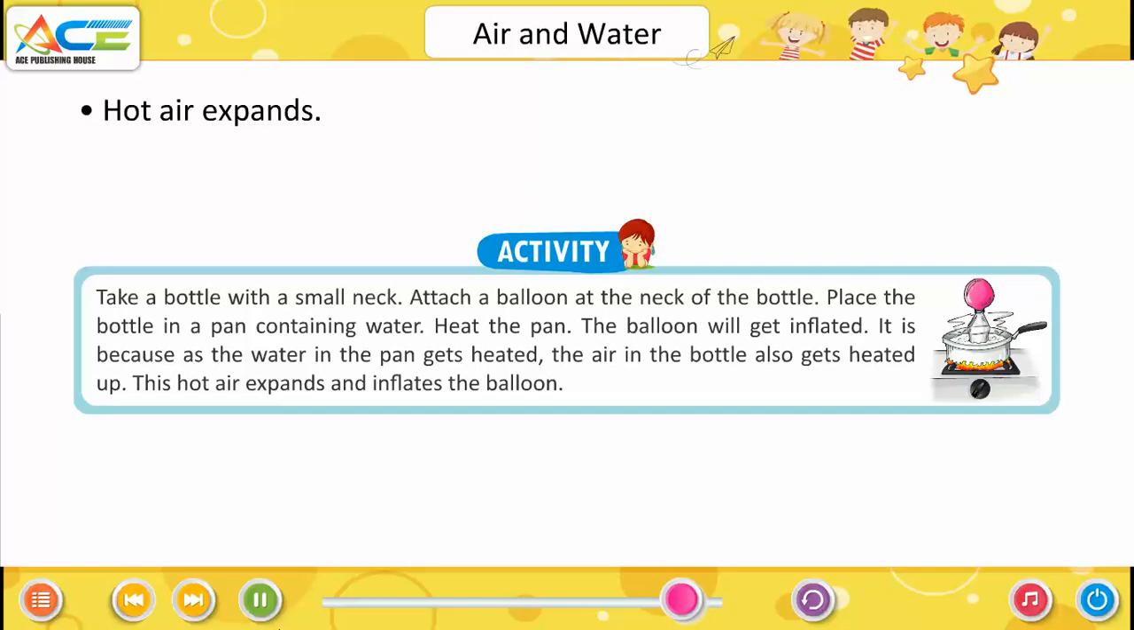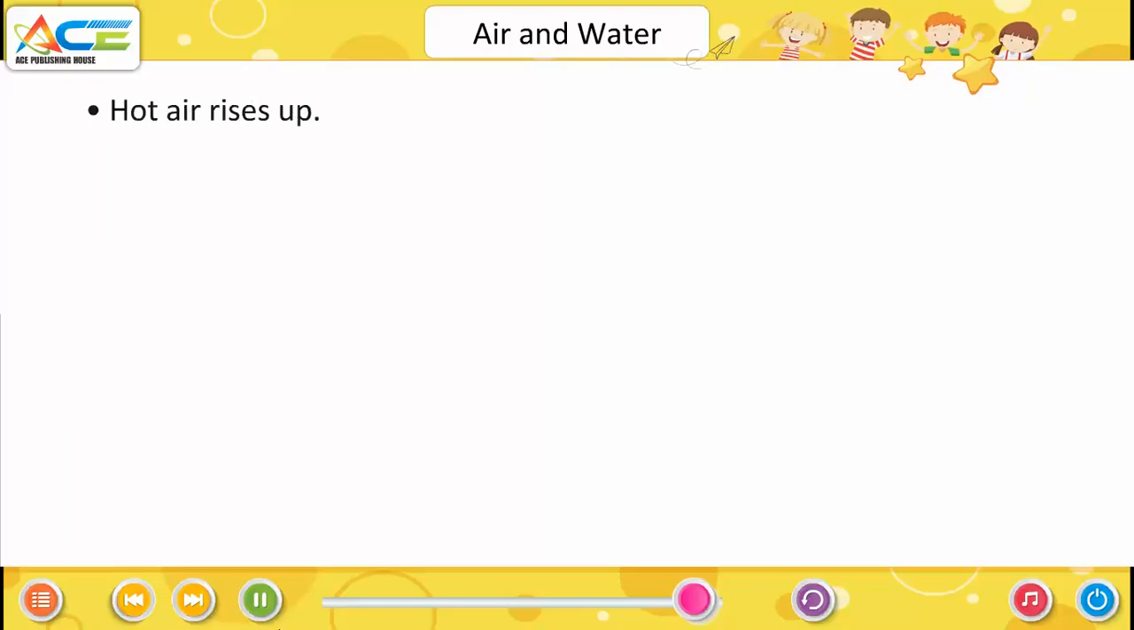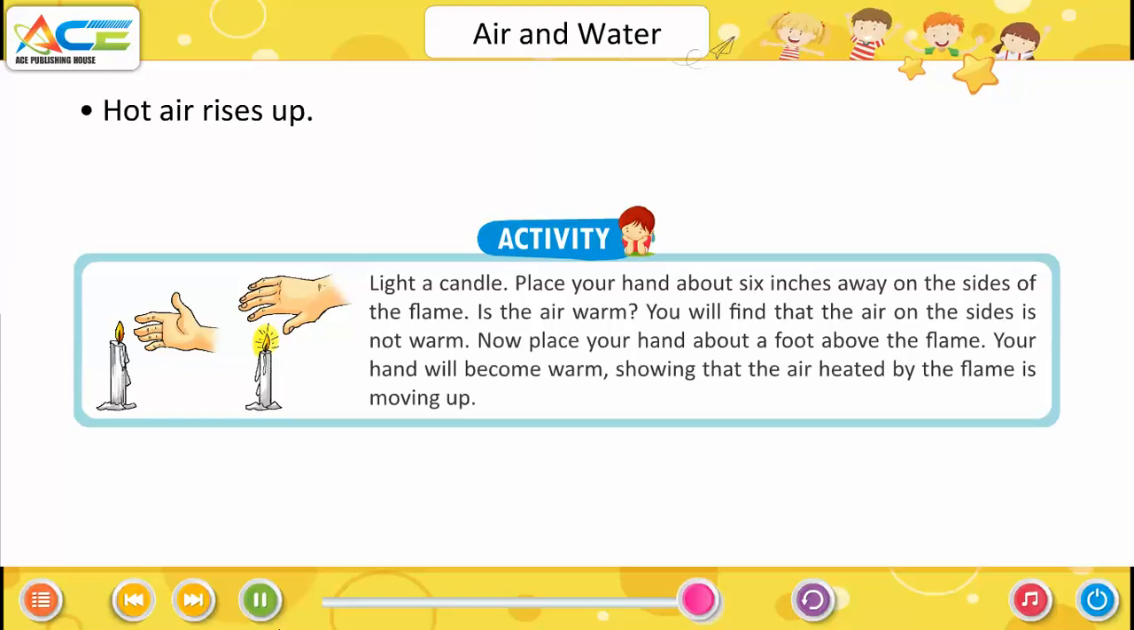The balloon will get inflated. It is because as the water in the pan gets heated, the air in the bottle also gets heated up. This hot air expands and inflates the balloon. Hot air rises up.